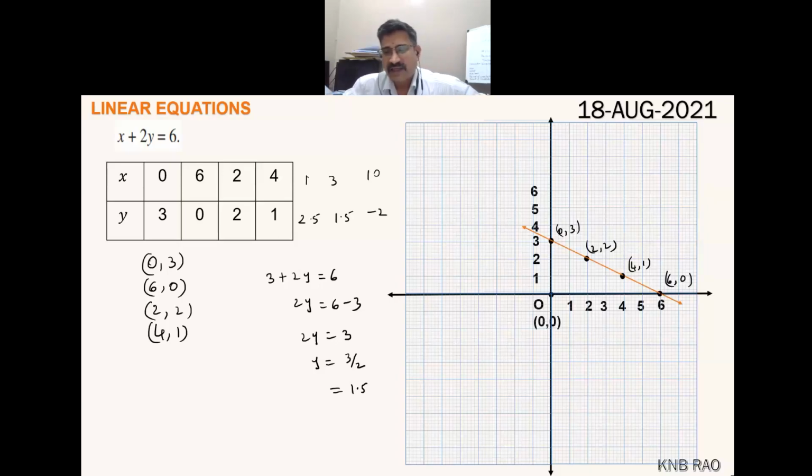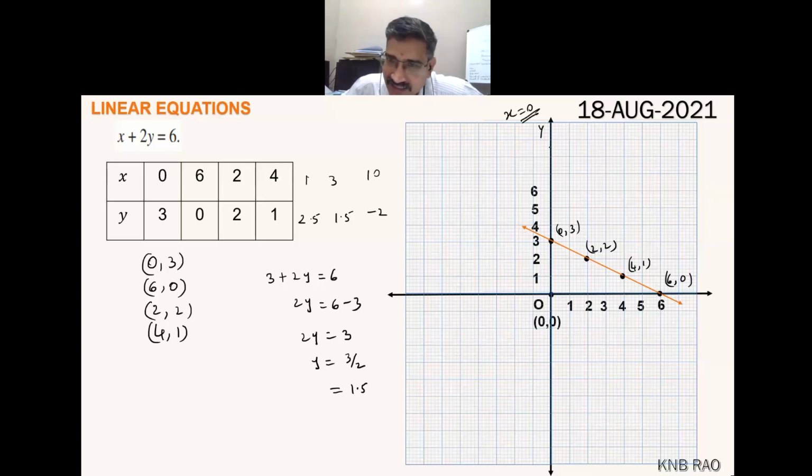Sir, a line you took passing through them. Sir, you took 0,3 on the y-axis. We can't take that on the x-axis, sir. No. If you take 0, 3 on the x-axis, it is not 0, 3. For 0, 3, the x coordinate is 0, so it is only on the y-axis. X equals 0 is the equation of the y-axis. So any point lying on the y-axis will have its x coordinate 0.